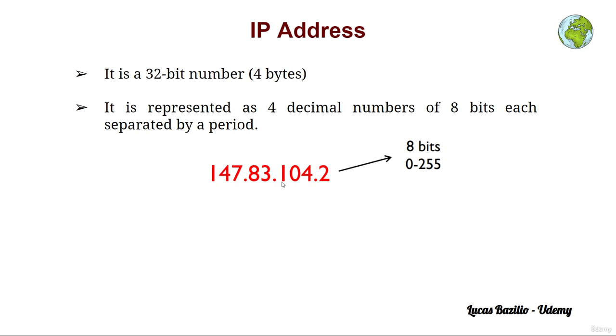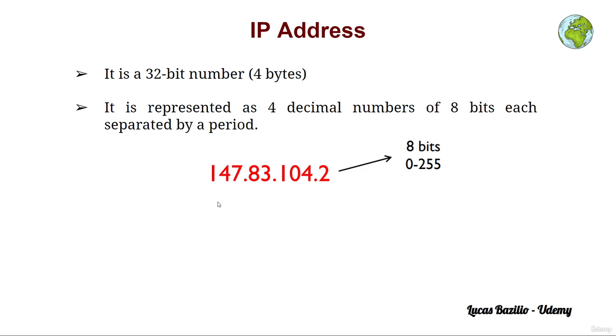How do we know that? Well, we have here 4 decimal numbers, and they are separated by a period. And since here we have 8 bits for the representation of these decimal numbers, we have the range from 0 until 255.